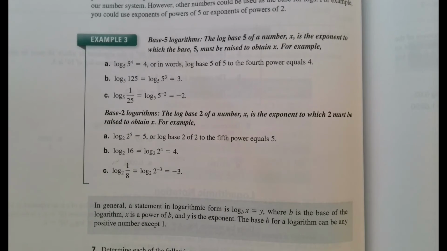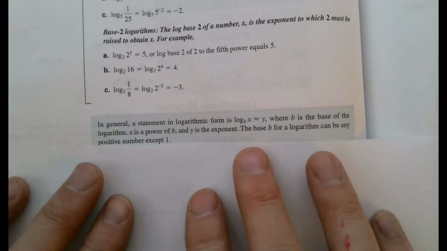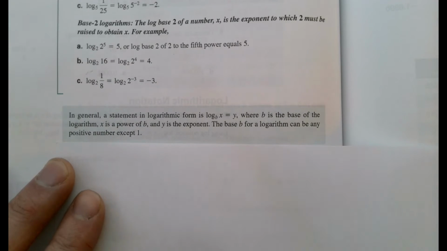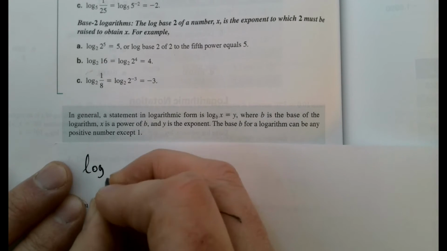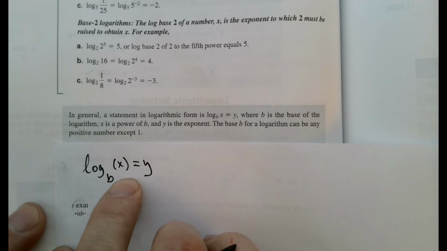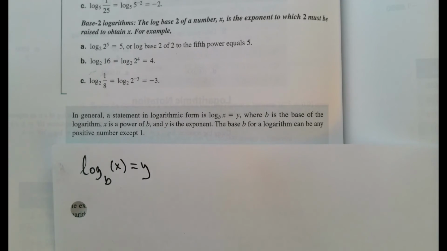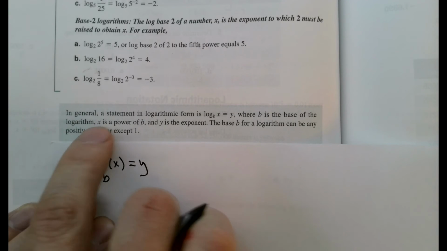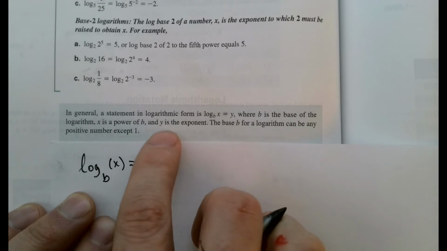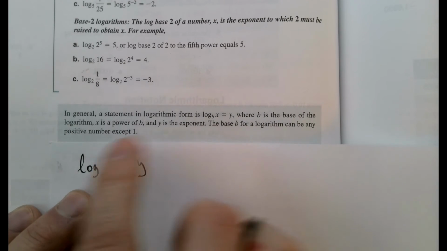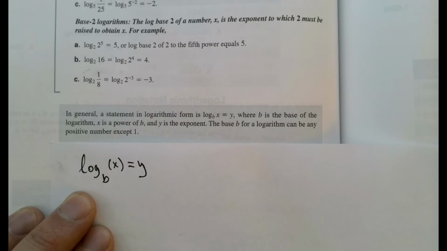Okay, so here is a general statement that is super useful. A statement in logarithmic form looks like this: log base b of x equals y. You don't need the parentheses, I sometimes put them in there. b represents the base of the logarithm, x is the power of b, and y is the exponent.